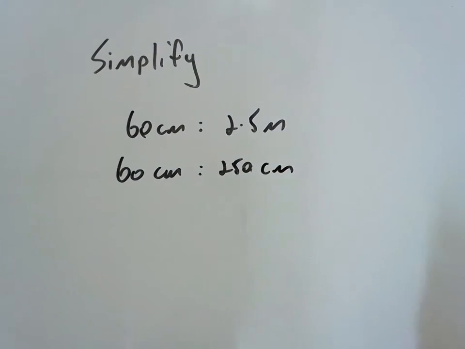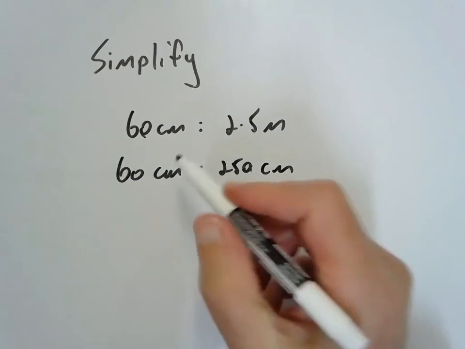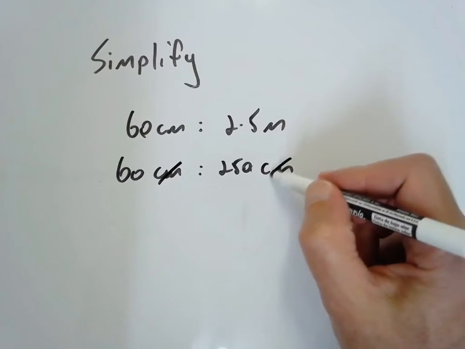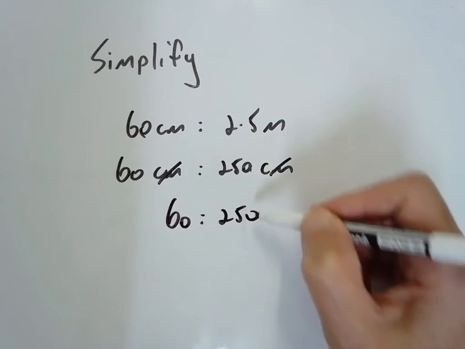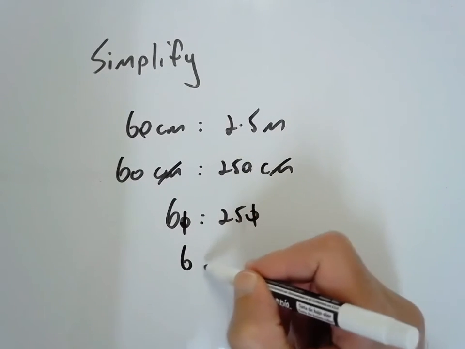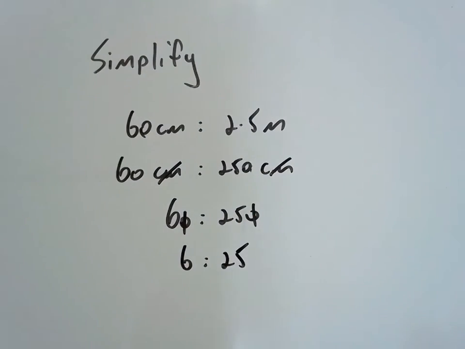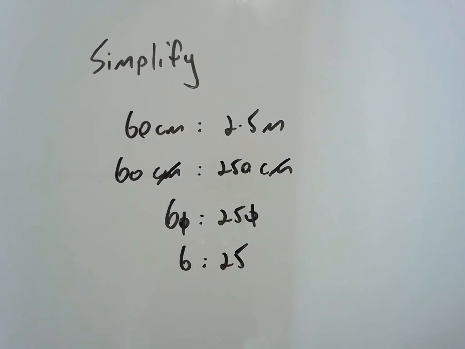Okay, centimetres and centimetres. Gone. And we're going to simplify. My goodness. There we go. We're done. 6 is to 25. That was easier than I thought. Okay, simplest form, get the units right, and then they disappear. Simplify as far as you can.